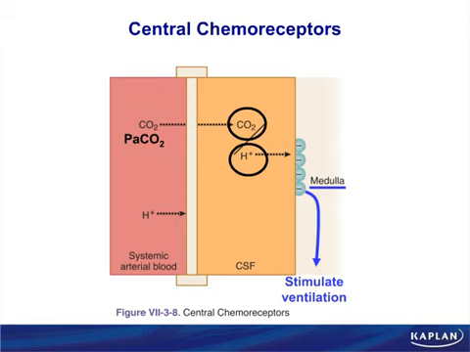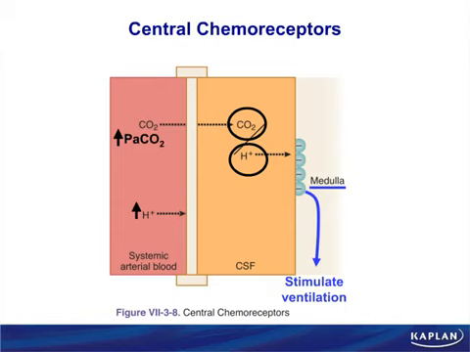All right, what's going to stimulate them? CO2 and hydrogen in the brain. So if CO2 or hydrogen go up in the brain, it stimulates ventilation. Hopefully you can appreciate this as a beautiful negative feedback system. If CO2 goes up, we want to increase ventilation to blow it off to bring it back down. If hydrogen goes up, I want to blow off CO2. I want to blow off CO2 because CO2 is an acid. Remember, it generates hydrogen.